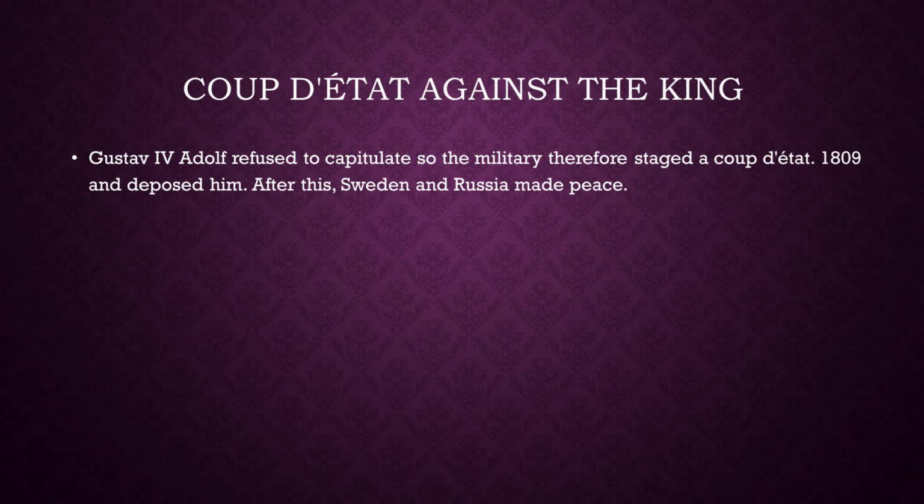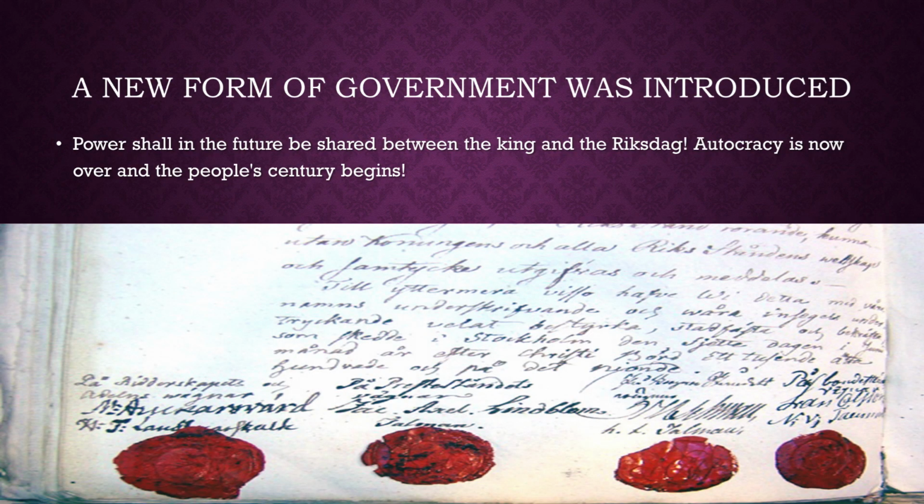So now there was a coup d'etat against the Swedish king, Gustav IV Adolf. He refused to capitulate, so the military therefore staged a coup, and they deposed him. After this, Sweden and Russia made peace. But yeah, Sweden lost Finland.